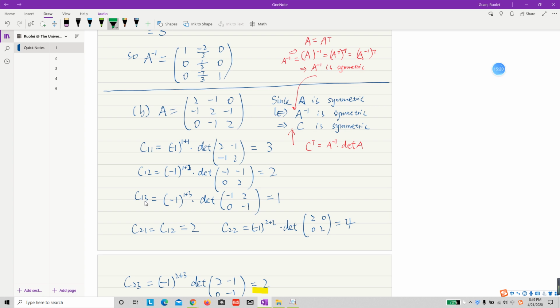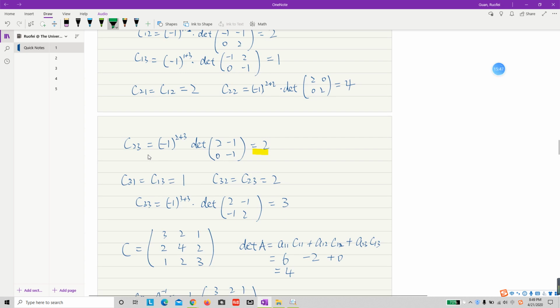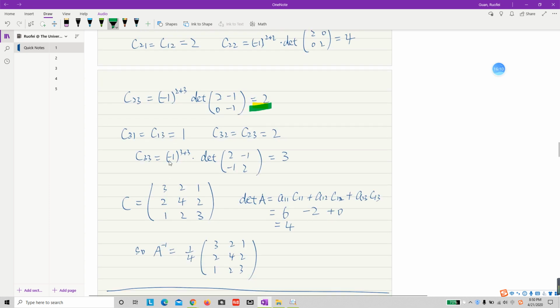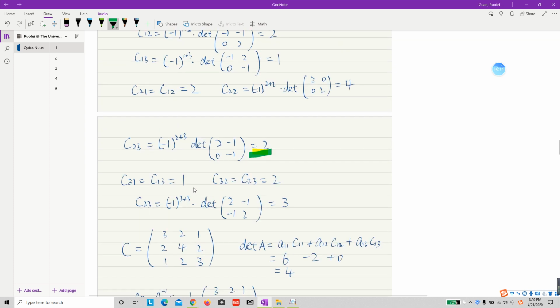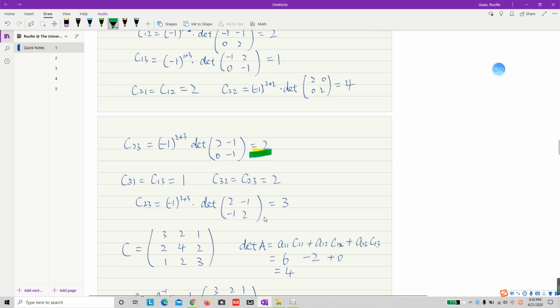In the same way, you will get C13 equals 1, and C21 equals C12 because the cofactor matrix is symmetric. C12 is 2, then C21 is 2. C22 is minus 1 to the power 2 plus 2 times determinant of 2 0, 0 2, which equals 4. C23 equals 2, and C31 equals C13 equals 1. C13 is 1, so C31 equals 1. C23 equals 2, so C32 equals 2. And C33 is minus 1 to the power 3 plus 3 times the determinant. Remove the third row and third column, so it is 2 minus 1, minus 1 2, so it is 3.